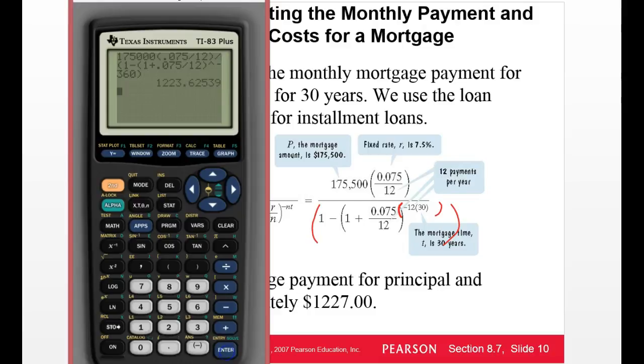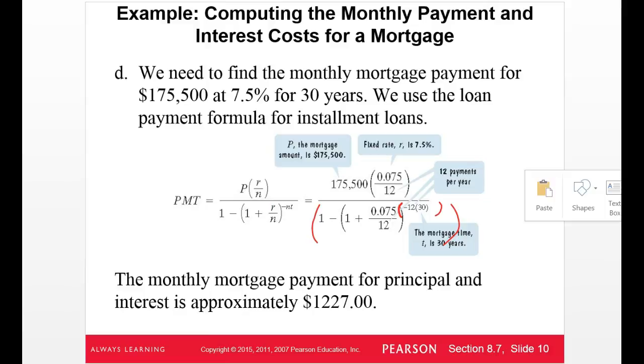So anyway, hit enter. There's the 1223.63 roughly. Oops, and I see my error. I got something off. It's 175.5. I just put in 175 even. So anyway, there's the number, the 1,227 and some change. They've got it rounded to the nearest whole on here.